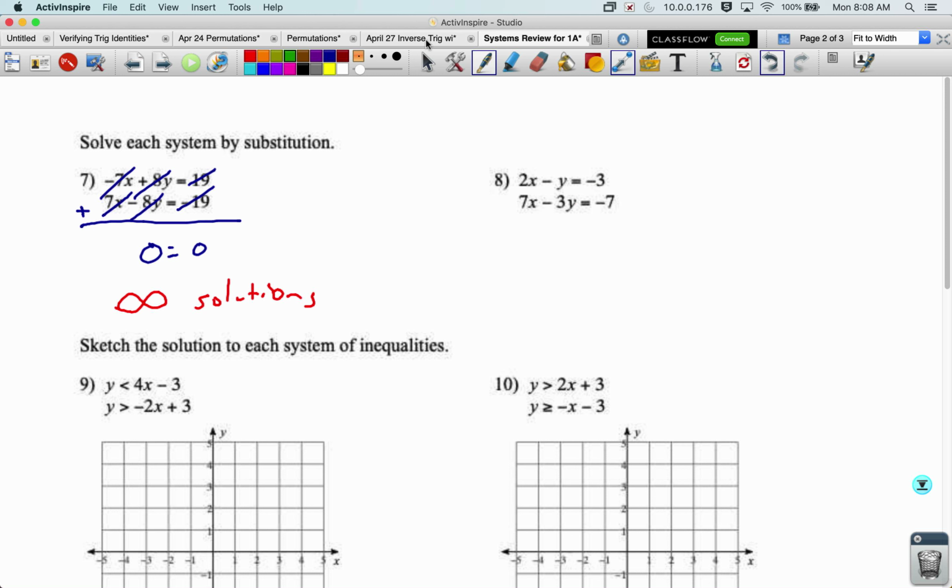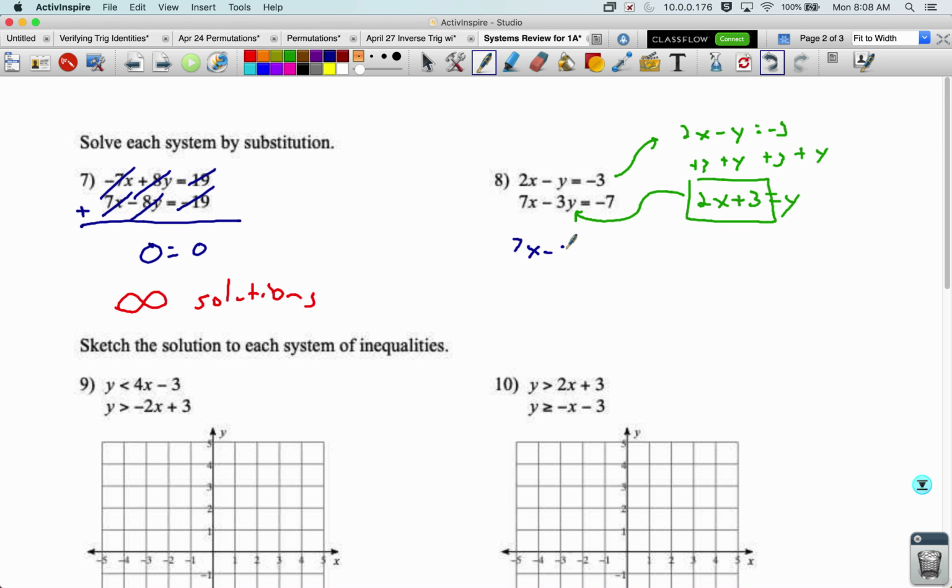Let's go ahead and solve 8. I'm going to do substitution. So I'll start with the 2x minus y equals negative 3 side. I'm going to add y to both sides and add 3 to both sides. So you get 2x plus 3 equals y. I'll box this side and plug it in for y right here. I get 7x minus 3 times (2x plus 3) equals negative 7. 7x minus 6x minus 9 equals negative 7. x minus 9 equals negative 7. Add 9 to both sides. x equals 2.